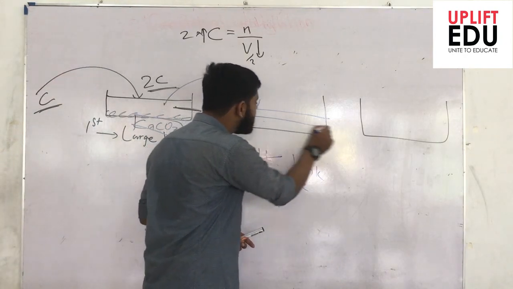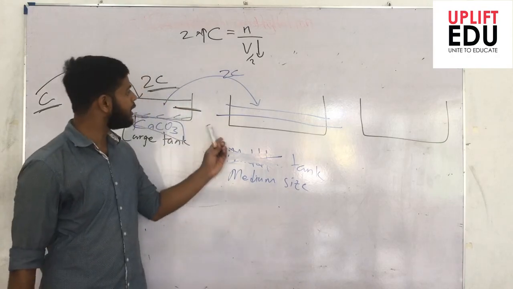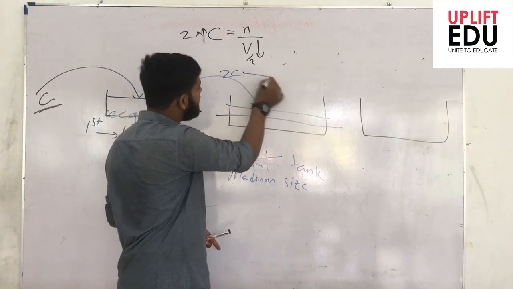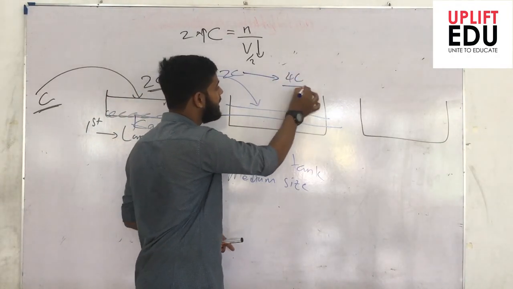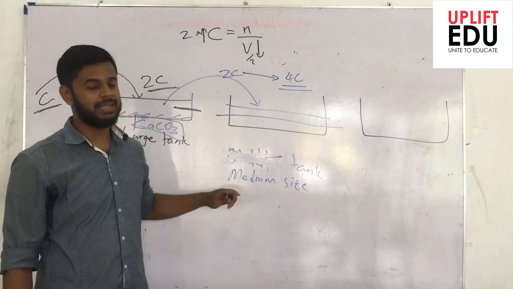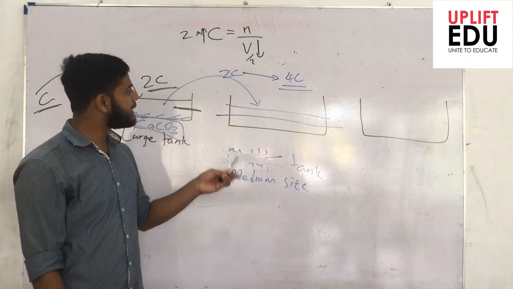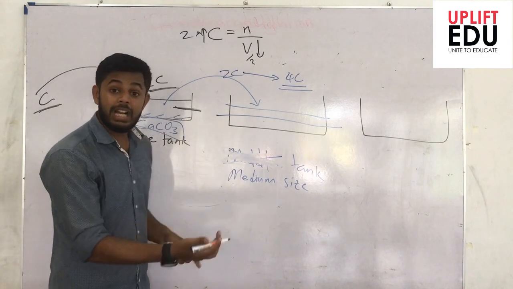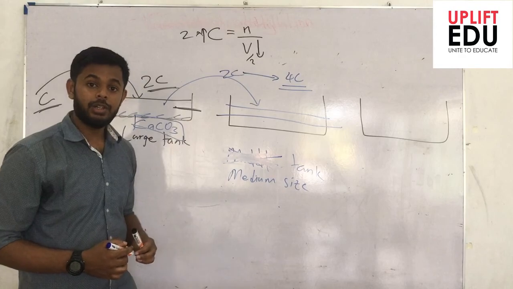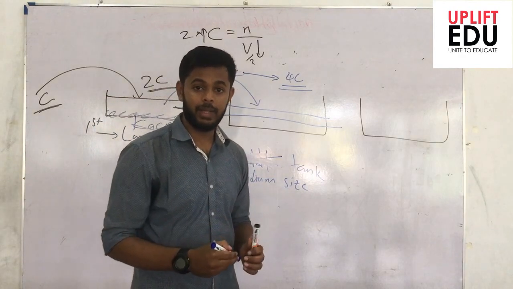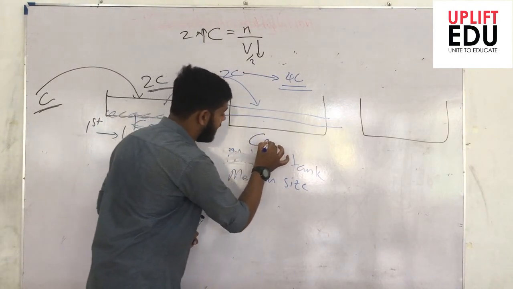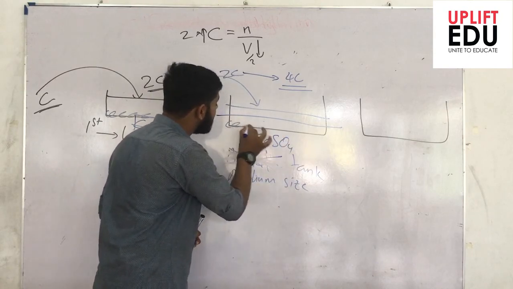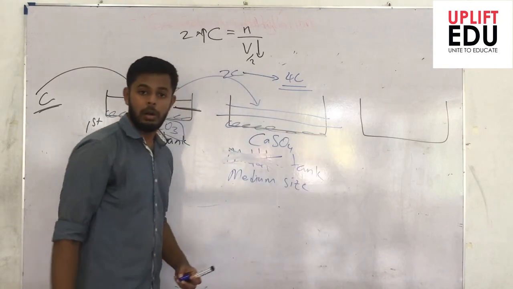Again, when the concentration decreases to half its level, this 2C turns into 4C. That means 4 times the initial concentration, right? When the concentration turns into 4 times the initial value, the second salt attains its saturation level. That is the calcium sulfate, right? The calcium sulfate will start precipitating at the bottom.